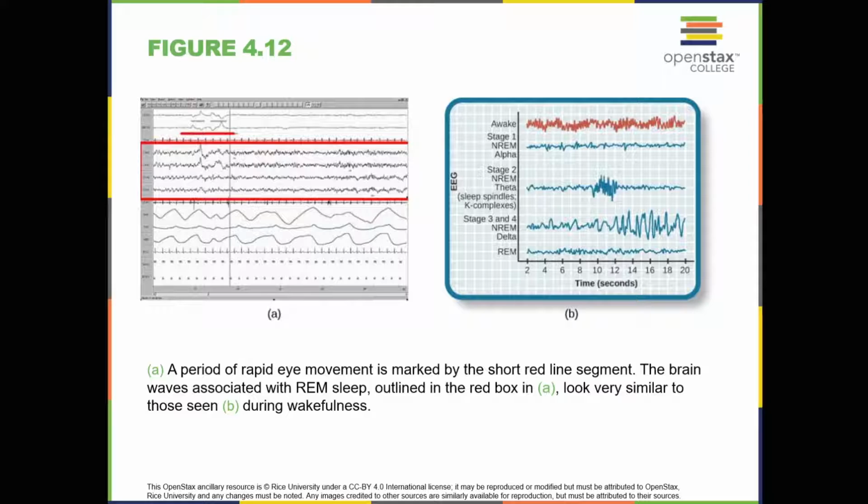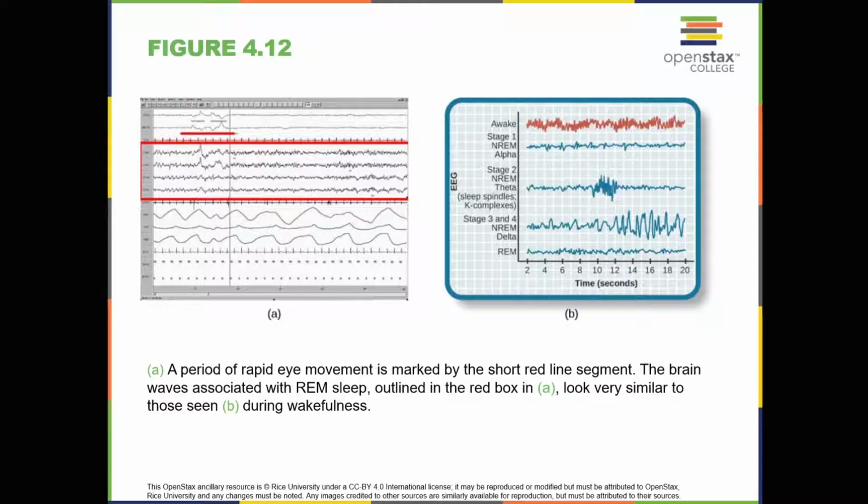REM sleep. As mentioned earlier, REM sleep is marked by rapid movements of the eyes. The brain waves associated with this stage of sleep are very similar to those observed when a person is awake, as shown in Figure 4.12. And this is the period of sleep in which dreaming occurs. It's also associated with paralysis of muscle systems in the body, with the exception of those that make circulation and respiration possible.